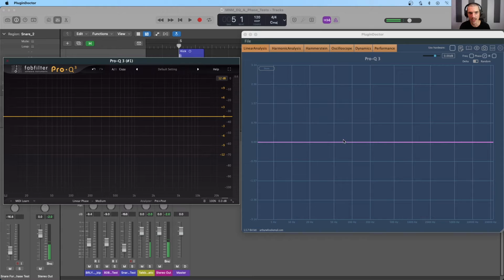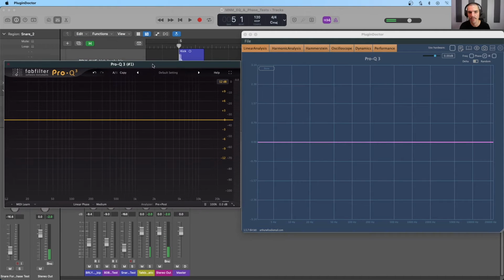And what we have on the right-hand side is an application called Plugin Doctor, and this will show us the amount of phase shift happening in this EQ right here. So this is actually outside of Logic, even though you see that Logic is in the background. We're actually running a separate application here.